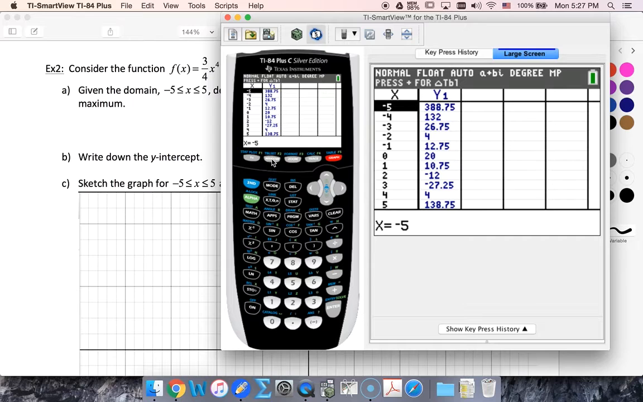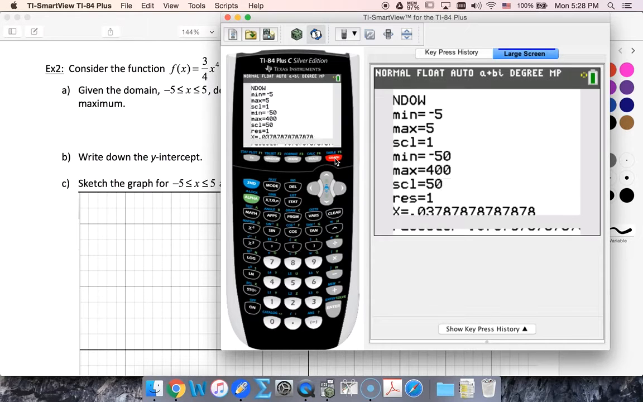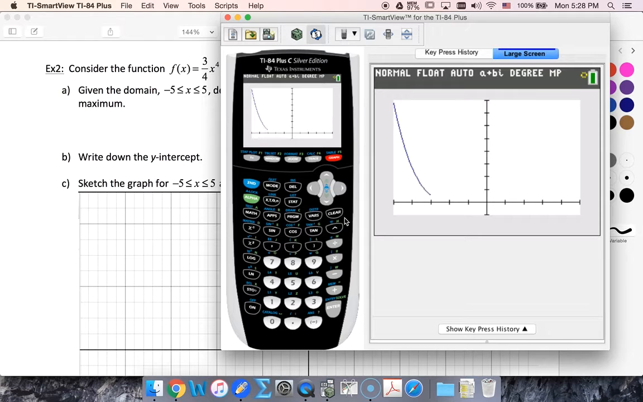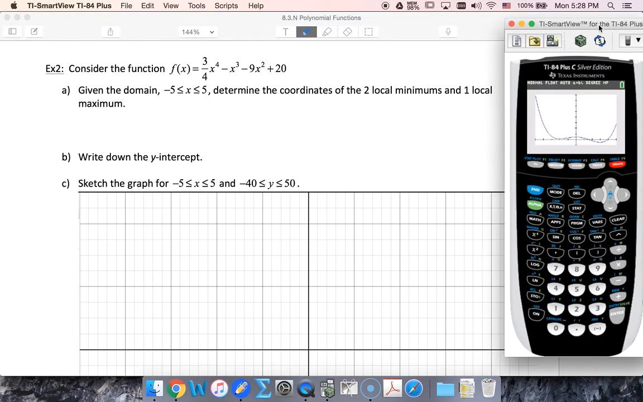So when I make my graph, I'm going to go from about -50 up to 400 with my y's. So it tells me to look at my x's from -5 to 5. And with my y's, I'm going to go from about -50 up to about 400. And because it's so big, I'm going to count by 50s. All right, so now I'm going to look at this graph. I can see here's a minimum, here's a maximum, here's another minimum. So that's what it told me. It told me to find 2 local minimums, 1 local maximum.